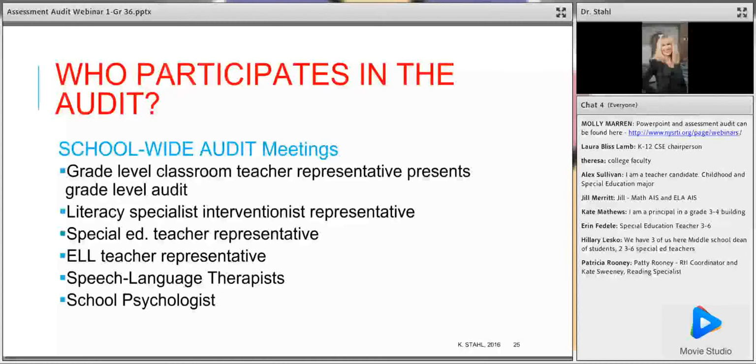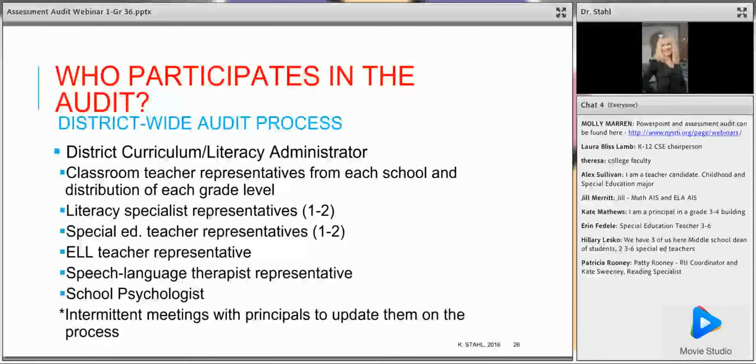The school-wide audit meetings, we need the school principal here. I don't know how that got left out of this. I'm sorry, I don't know how that got left off of this slide. But the person at the first bullet that needs to be there, and the person who needs to actually head this meeting up, is the school principal and the assistant principal, because they're the ones who really have the oversight of the school and the vision.